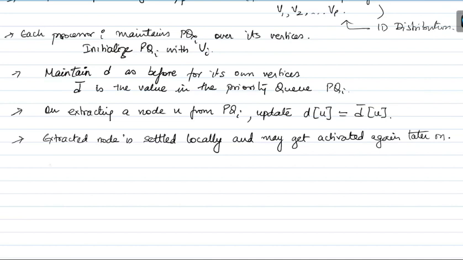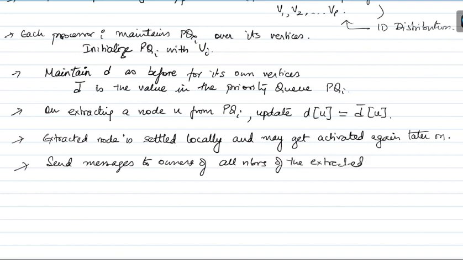All right, now what will we do? We'll basically look at all neighbors, right? In order to examine all neighbors, I need to send messages now. If it is a distributed memory paradigm, then I have to send messages to owners of all neighbors of the extracted min vertex, because they may not be local. In case of shared memory, I don't have to do any send, but in the case of distributed memory, I have to actually do a send.